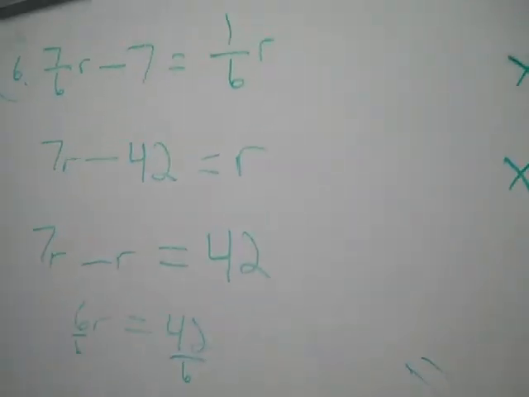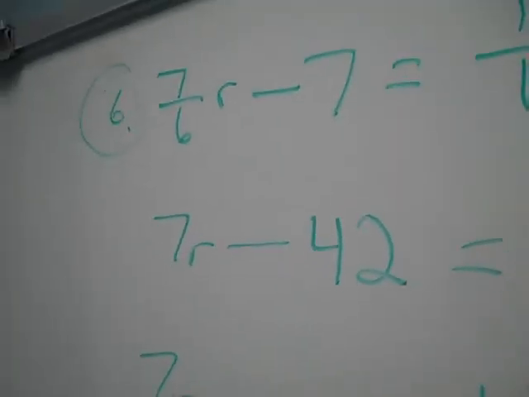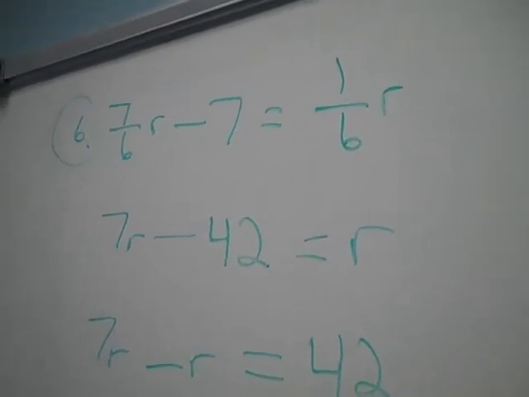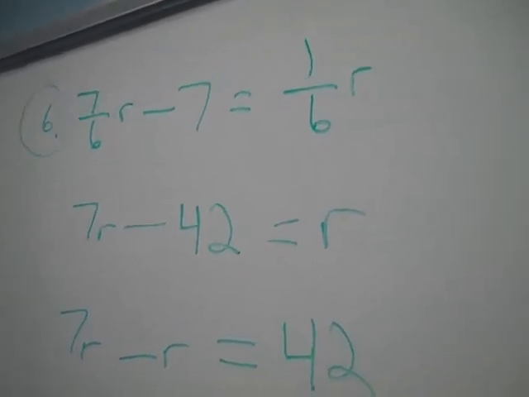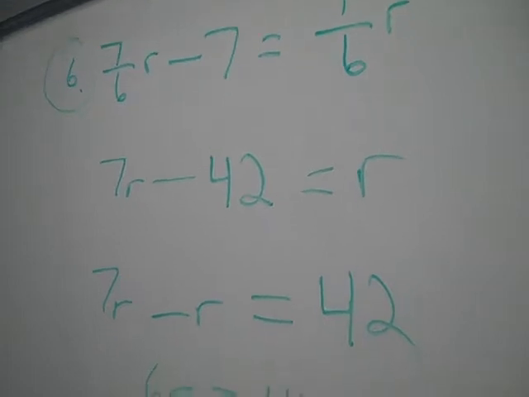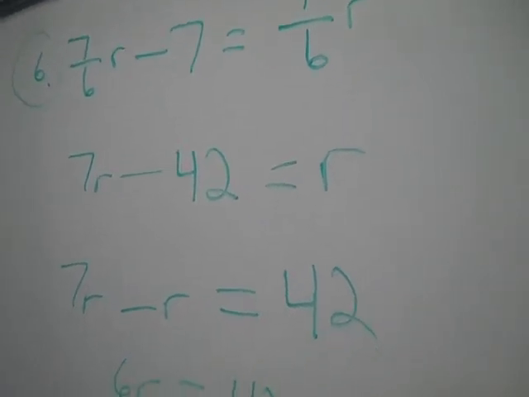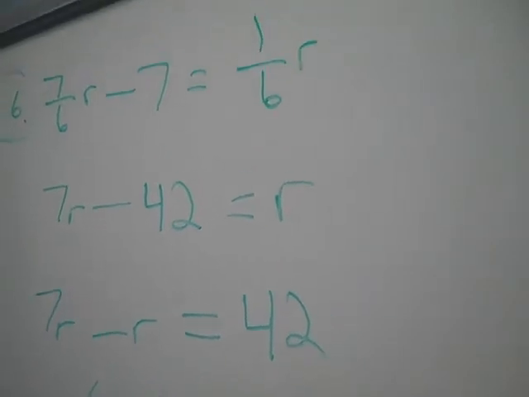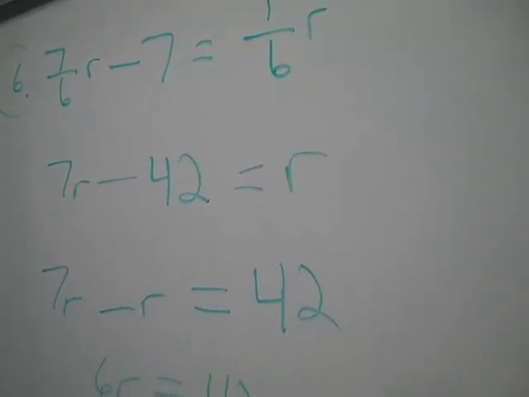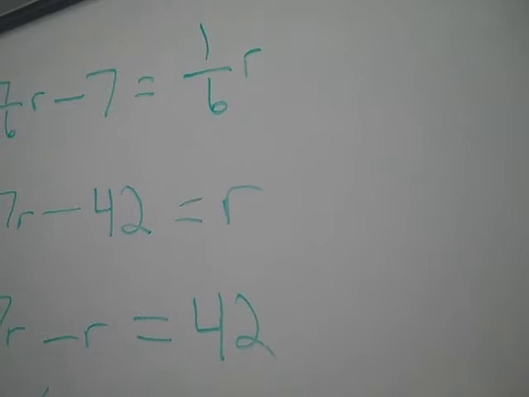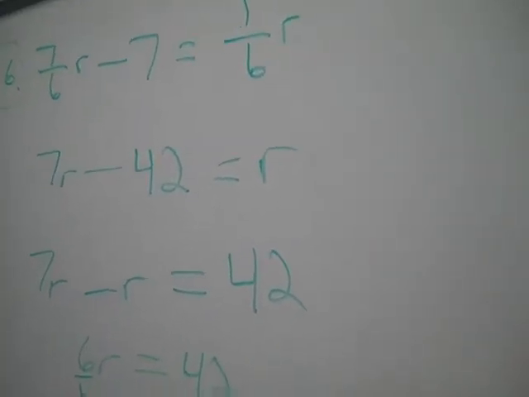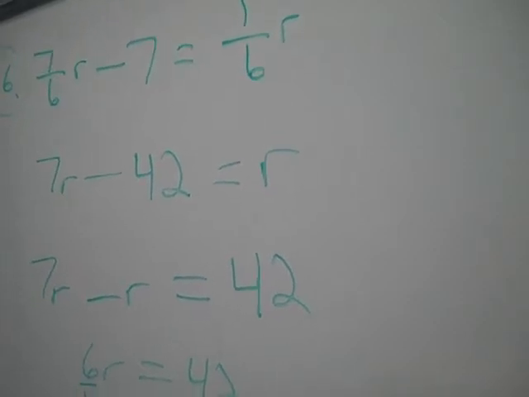Okay, now number 6, one that's a little bit harder. We are given 7/6 r minus 7 equals 1/6 r. What we do is we multiply all three numbers by 6. That turns 7/6 into 7. That's why I did that. And 7 times 6 is 42. And 1/6 times 6 is just 1. So it's understood 1r. 1r is r itself. So we got that.